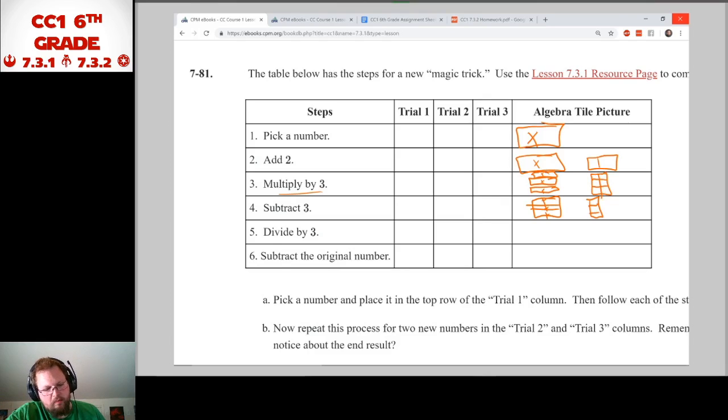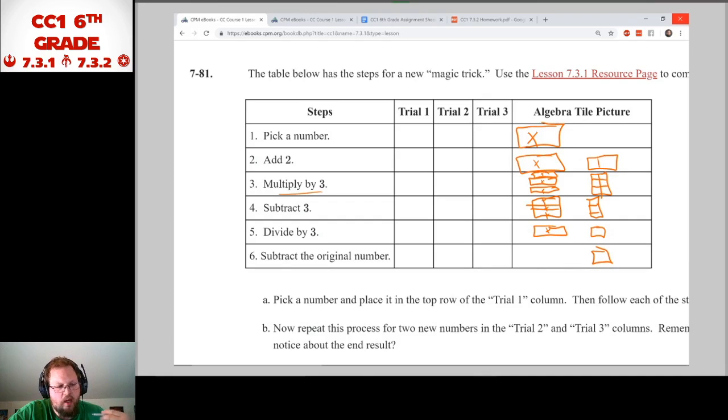Dividing that by 3 means you're going to split this up back into one of those 3 sections, which is just an x tile and a 1. And then subtracting the original number leaves you with just a single 1's tile remaining because you have subtracted the x out of it.